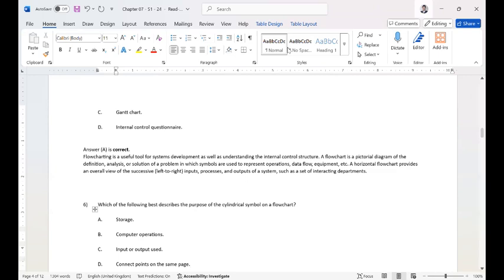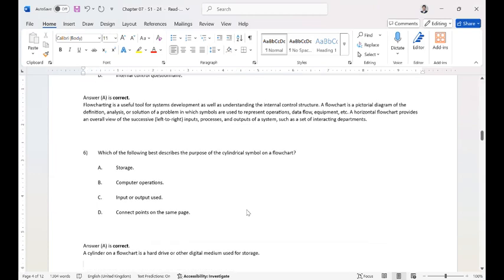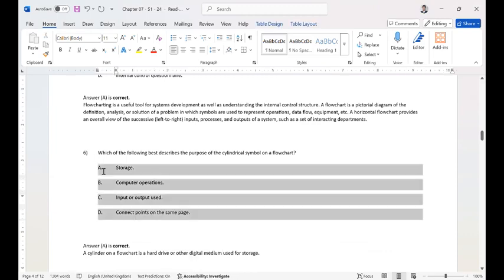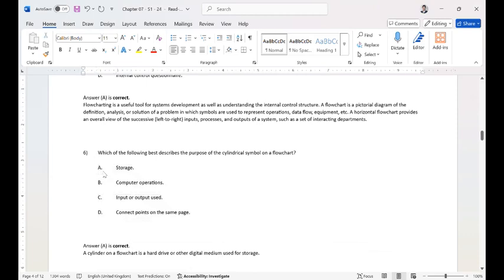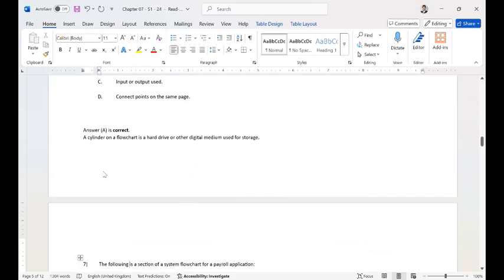A. Cylindrical symbol. It's A. Yeah, it's a hard drive or the digital medium. So where the data resides eventually in a process, or data that is used in a process, is also given in a flowchart. Cylinder is a hard drive.